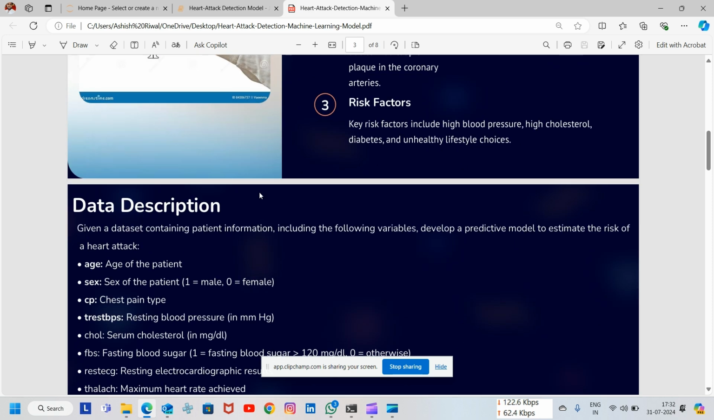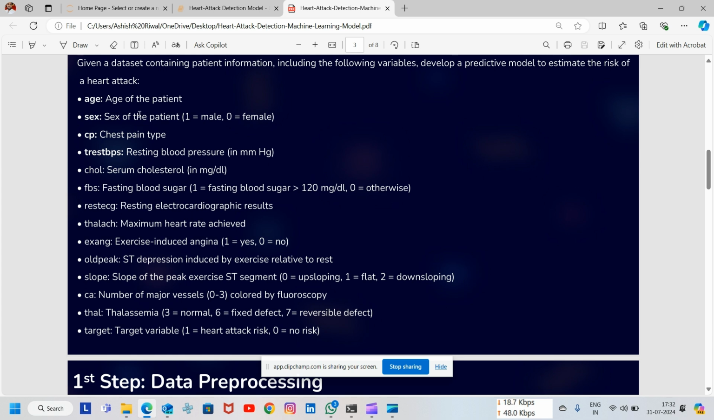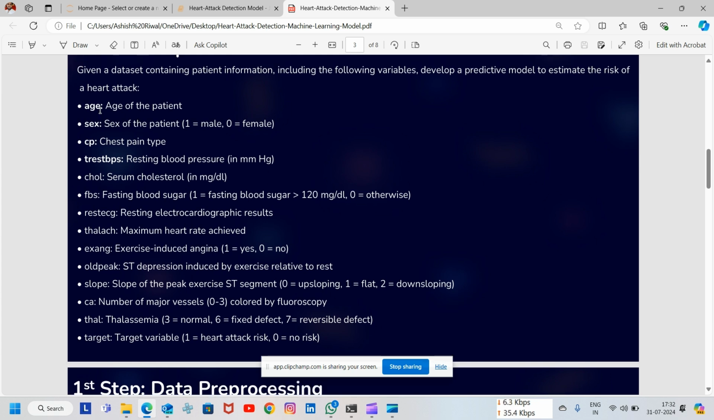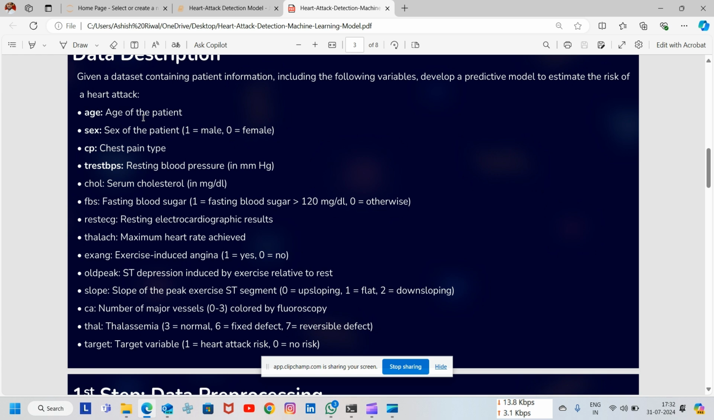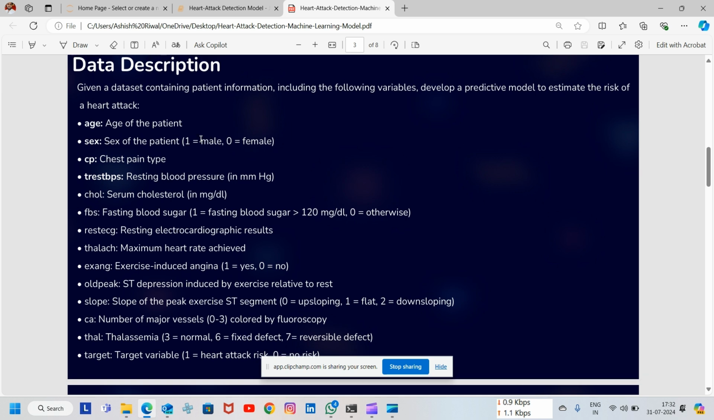So this is the data description that was given to me. These are some of the attributes. The first attribute is age, like what was the age of the patient. The second one is sex, like what is the sex of the patient: for male it is 1 and for female it is 0. If we talk about the data set, the sex column was given to me in a categorical form. Here male and female were given to me.